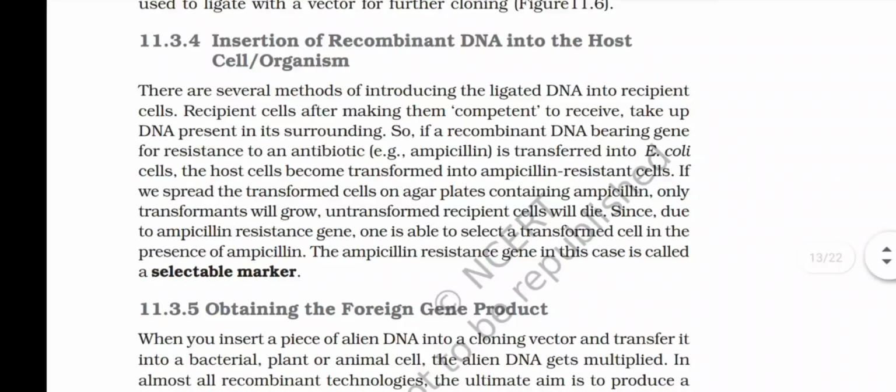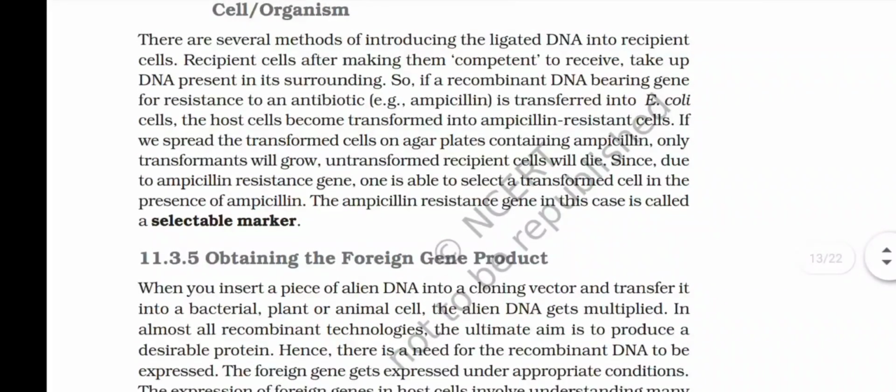Insertion of recombinant DNA into the host cell organism. There are several methods of introducing ligated DNA into recipient cells, after making them competent to take up DNA present in the surroundings. So if a recombinant DNA bearing a gene for resistance to an antibiotic, e.g.